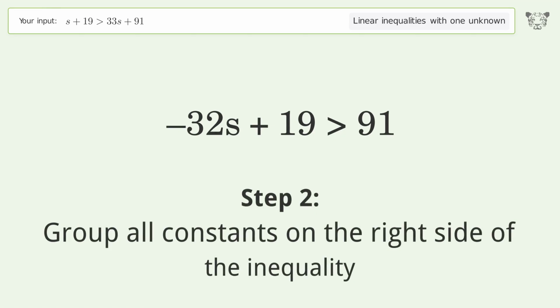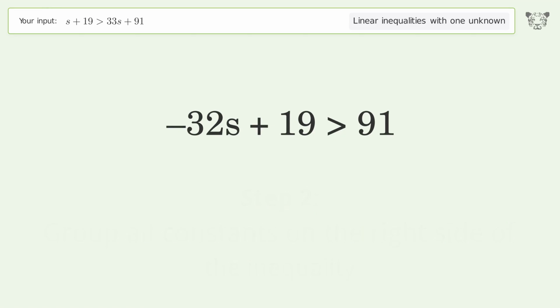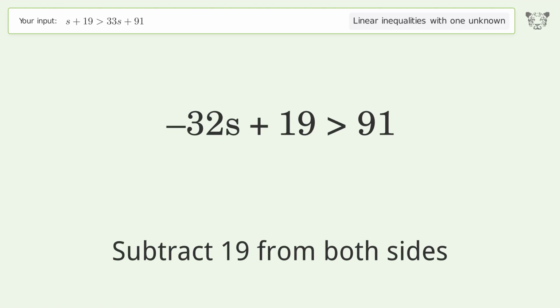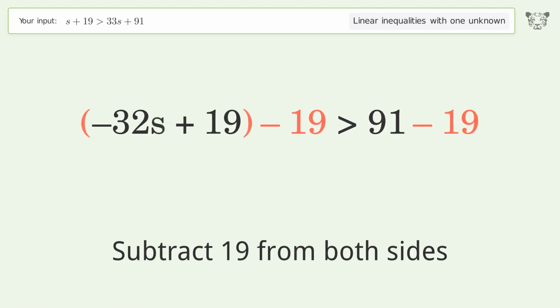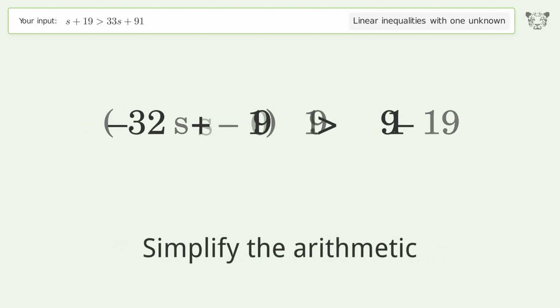Group all constants on the right side of the inequality. Subtract 19 from both sides. Simplify the arithmetic.